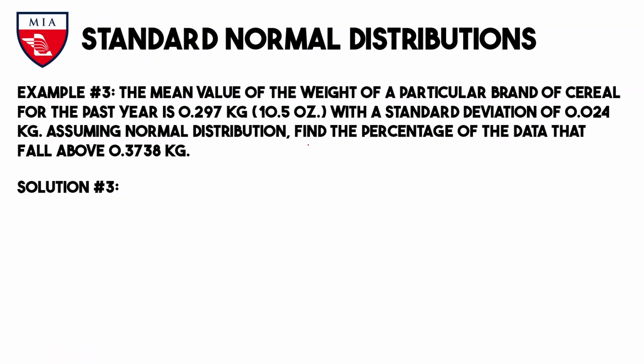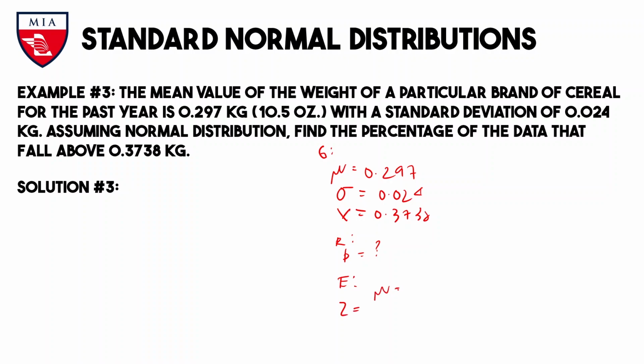For the given, we have the mean equal to 0.297, the standard deviation 0.024, and x is 0.3738. For the required, we need to get the probability. For the equation, we have z is equal to x minus the mean over the standard deviation.